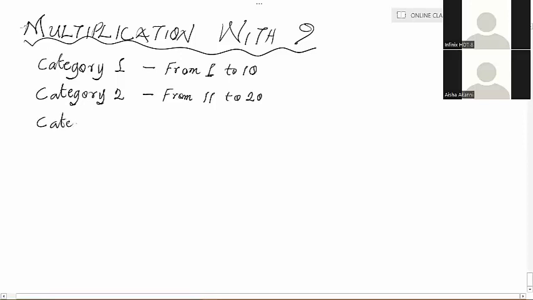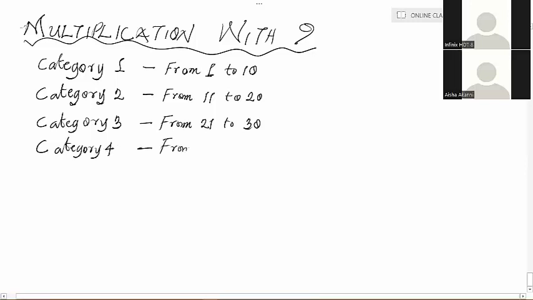Category 3 is numbers from 21 to 30. Category 4 will be numbers from 31 to 40. In that wise, category 5 will be from 41 to 50. So, can you not tell me what category 6 will be?